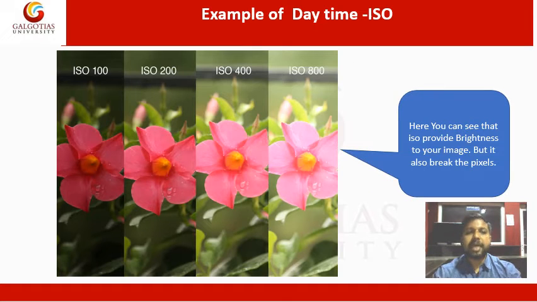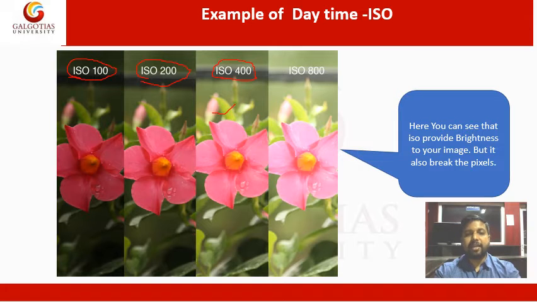So here is some example of ISO sensitivity. In the first image, you can see the ISO number is 100. That means in daytime, it's a normal picture, not overexposed and not underexposed. But in ISO 200, you can see it's a little bit brighter than the first image. And in ISO 400, you can see it's brighter still.